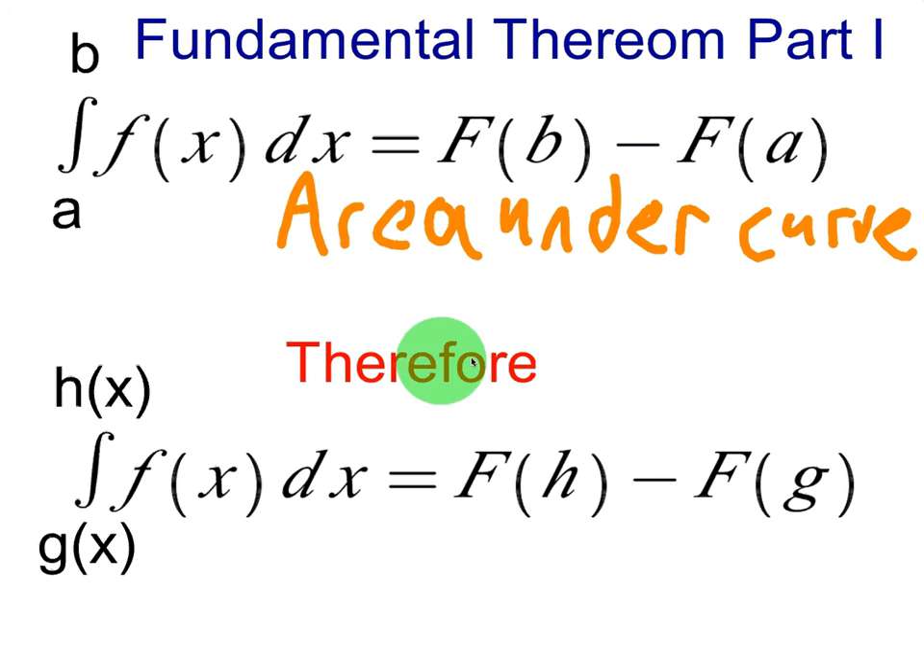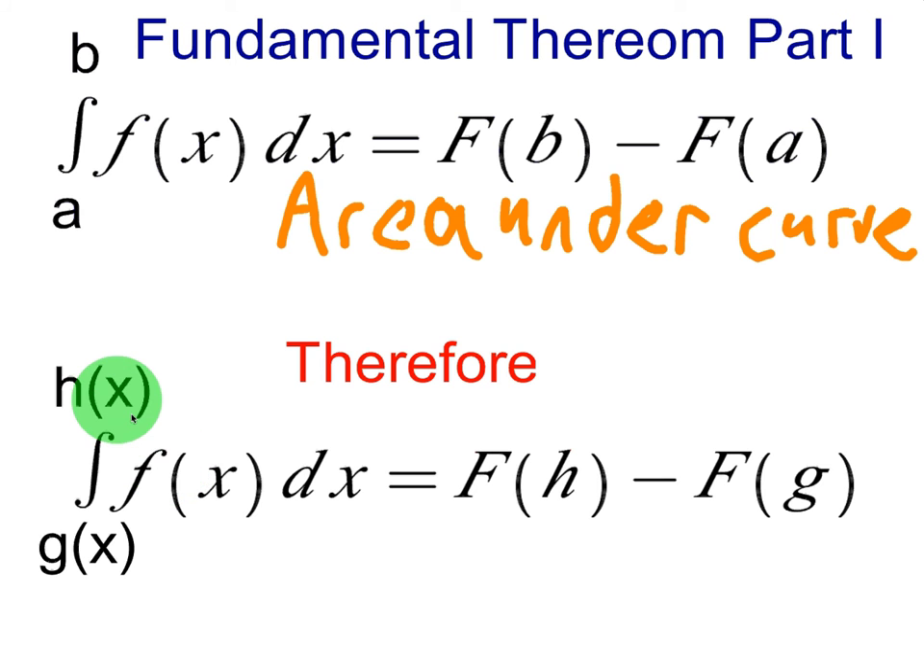Okay, so what can we conclude from that? Therefore, if this is true, then we can replace a and b with some functions, right? Call b h of x and replace a with g of x, two functions. So the fundamental theorem part 2 has to do with the fact that, first of all, we can replace these limits with functions. And notice that this is just an x value.